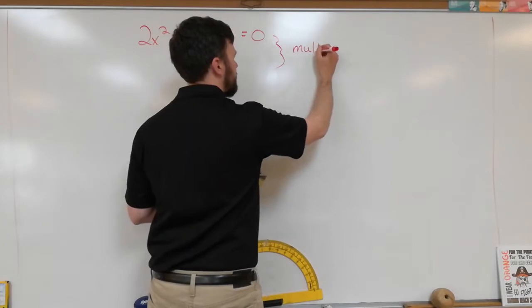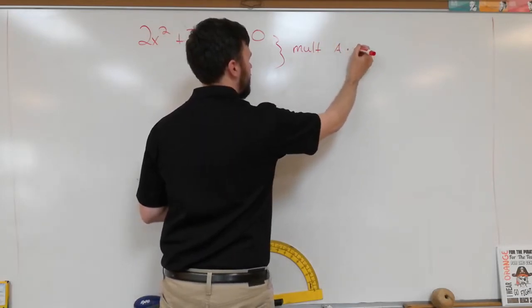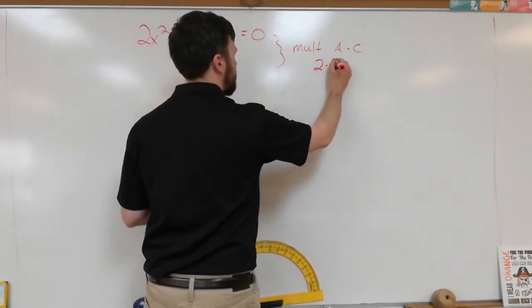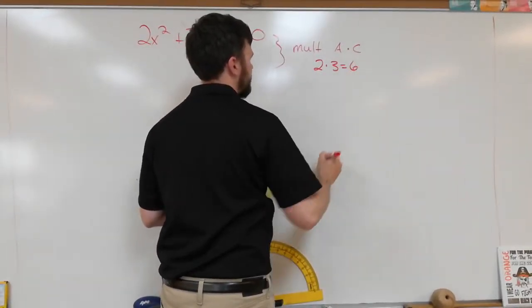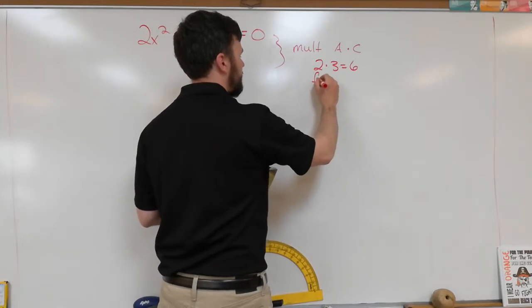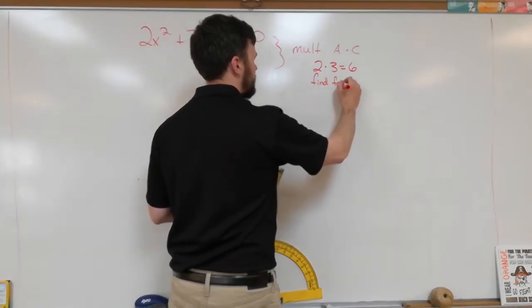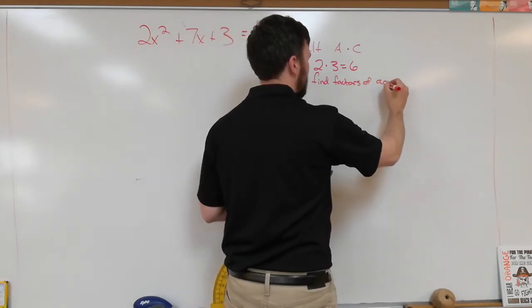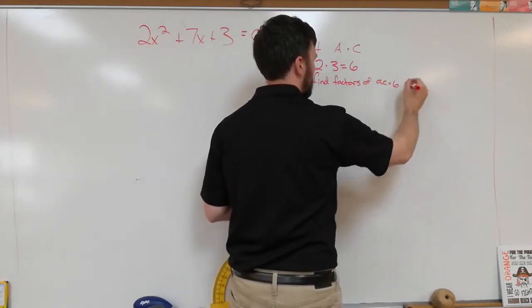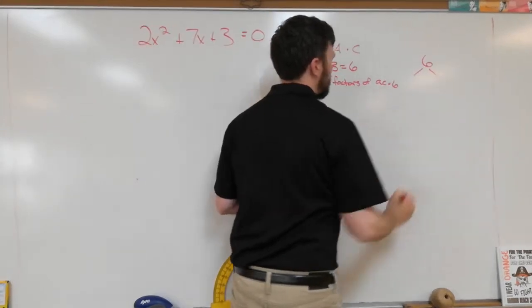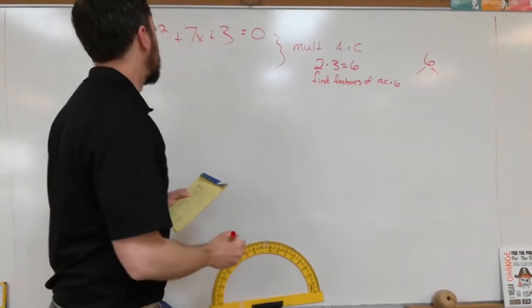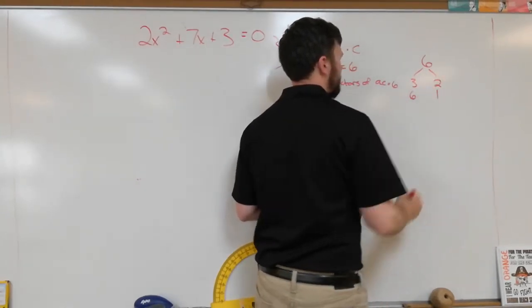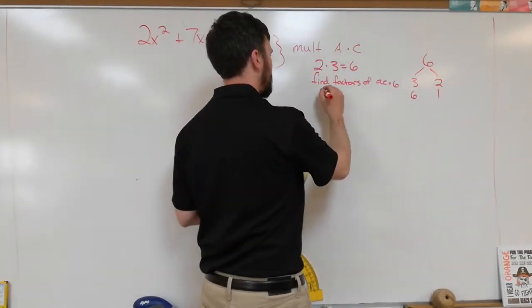First, we're going to multiply a times c. So in this example, it'd be 2 times 3 is 6. Okay. And then we're going to find factors of AC, aka on this one, 6. Okay? So what times what equals 6? We got 3 and 2, 6 and 1.